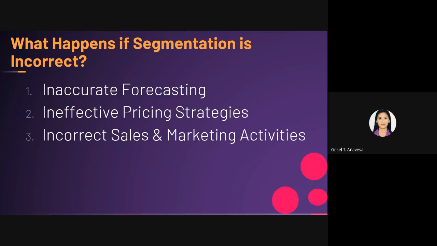Third, incorrect sales and marketing activities. So acquiring new customers can be costly. Okay, so therefore, it is critical that the sales and marketing team focus its effort on the segments that will best help the hotel achieve its long-term goals. So the activities of RM and sales must be aligned.